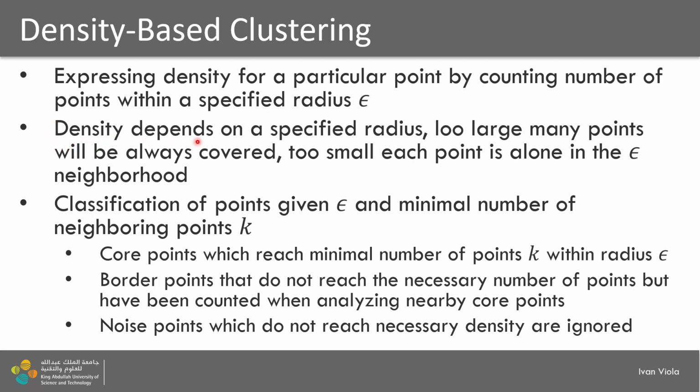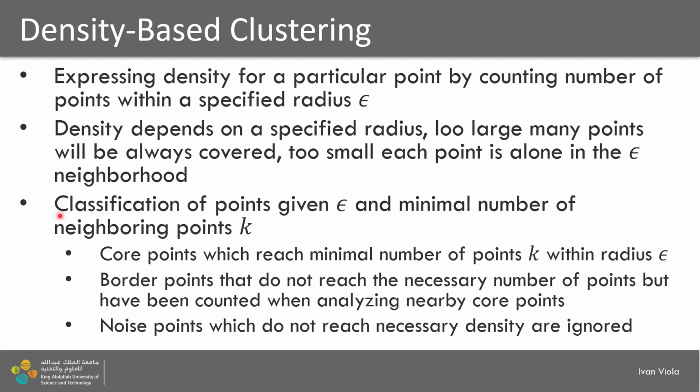Density, therefore, depends on how we specify the size of the radius. For too large a radius, many points will always be covered, even in the sparse regions. And for too small a radius, each point will become alone in its epsilon neighborhood. So we need to somehow specify this radius in a good way.